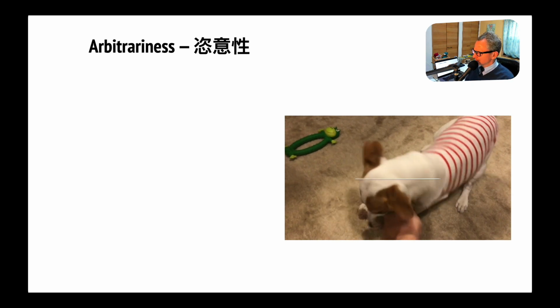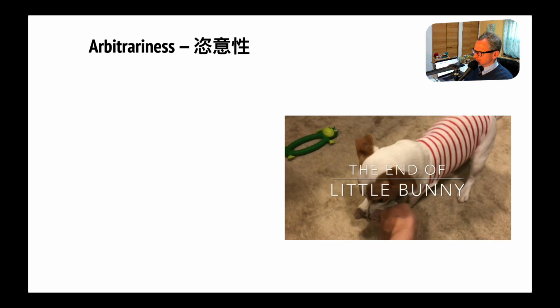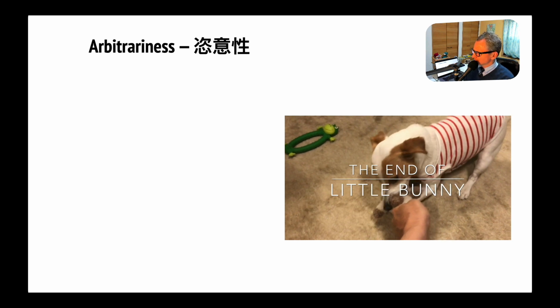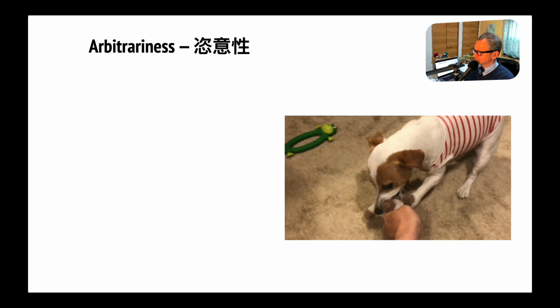Oh my God, that was... I'm sorry. I didn't realize that was going to be so violent. I thought my dog was nice, but actually she's a monster.